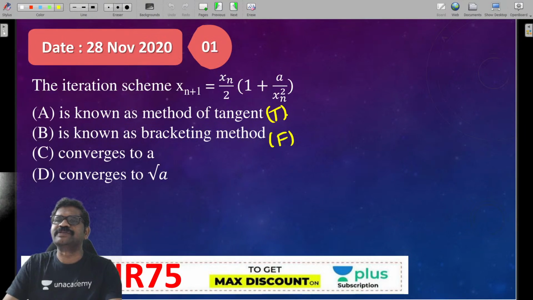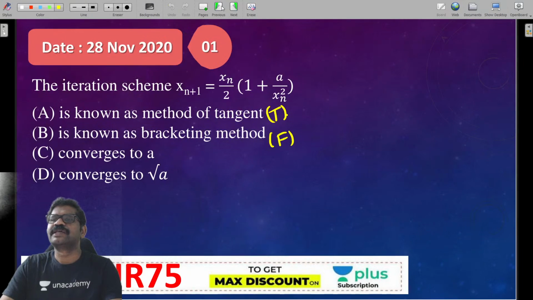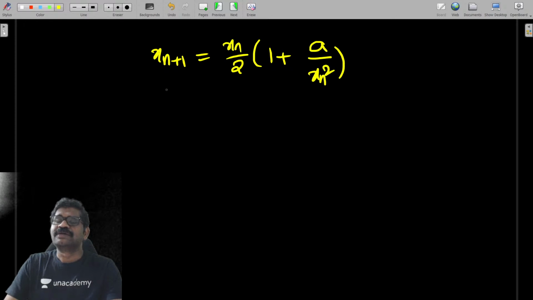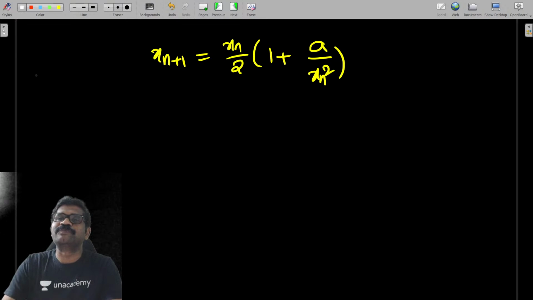The given iteration scheme is xn plus 1 equal to xn by 2 of 1 plus a by xn square. Whenever you are applying Newton-Raphson iteration method, by using x naught we are going to find x1. With the help of x1 we are going to find x2. Whenever two successive values are same, we are going to stop the iteration process and we select the root.